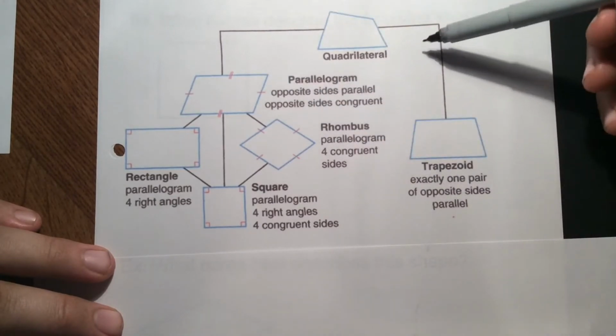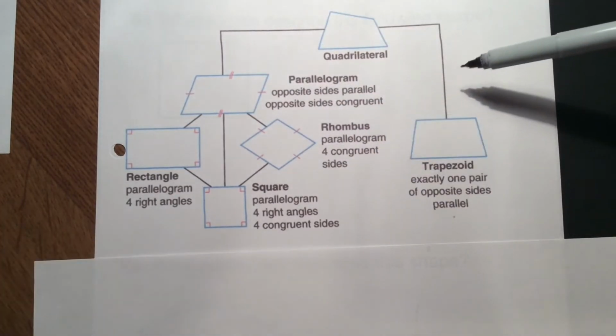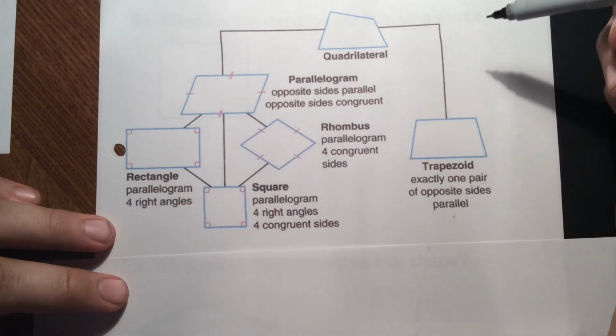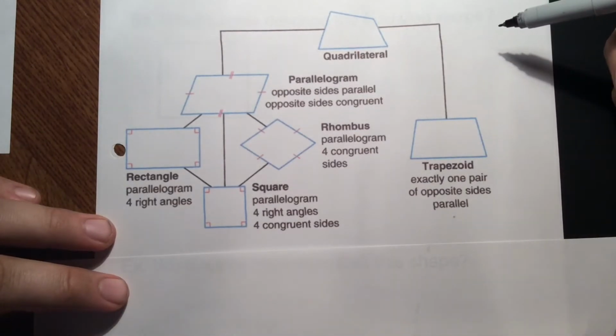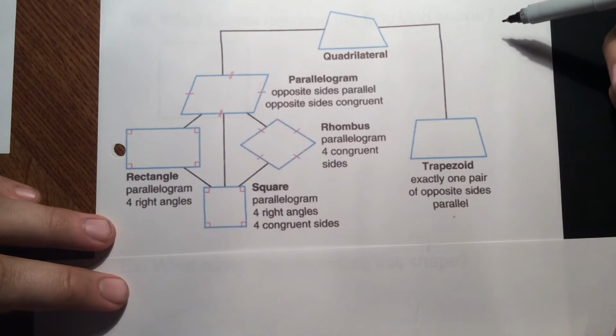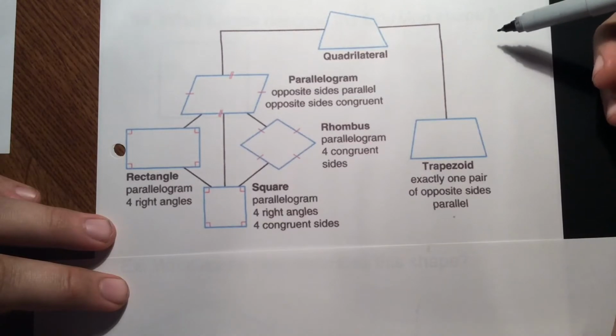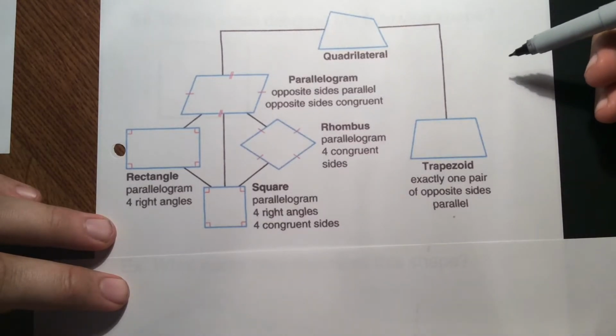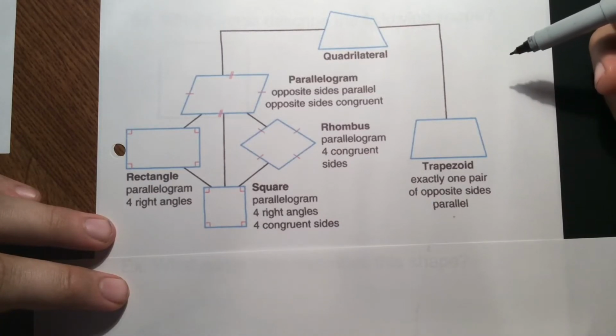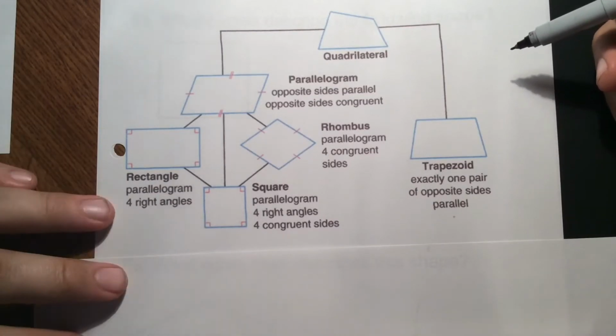Now, one that's not on this one that it kind of talks about is if none of the sides are parallel, but yet adjacent sides, so two sides that touch are congruent, and the other two sides that touch are congruent, then it's a kite. But I don't know if you get a whole lot of that, but that's kind of what a kite is.